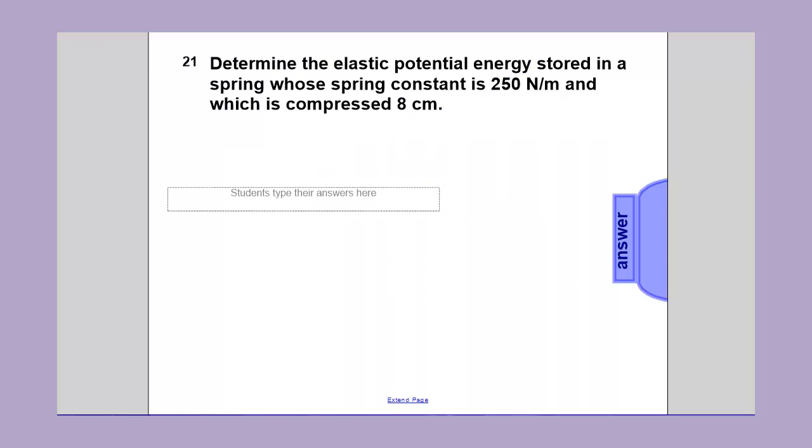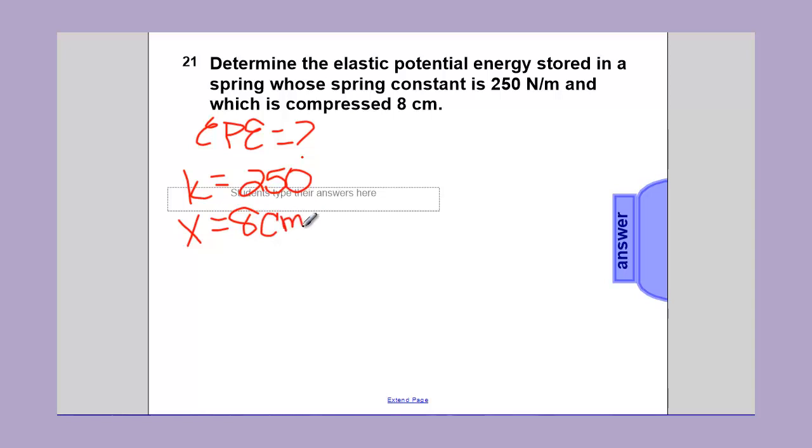So determine the EPE, the elastic potential energy stored in a spring, whose spring constant is 250 newtons per meter, and which is compressed 8 centimeters. So we're looking for EPE. We're given that K equals 250. And we're given that X is 8 centimeters. And remember, we work with meters, so that is 0.08 meters. A good way to remember how to write centimeters as meters is think of cents in a dollar. 8 cents would be written as $0.08 if you saw it on a cash register.